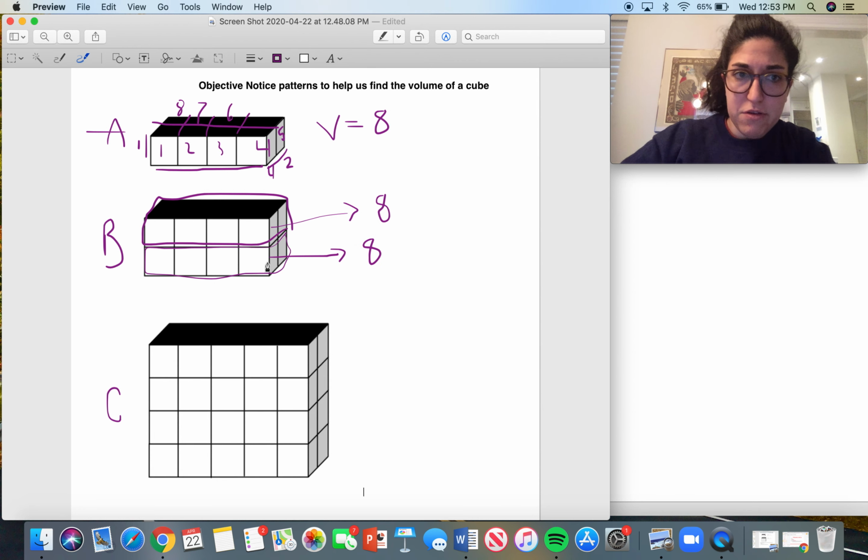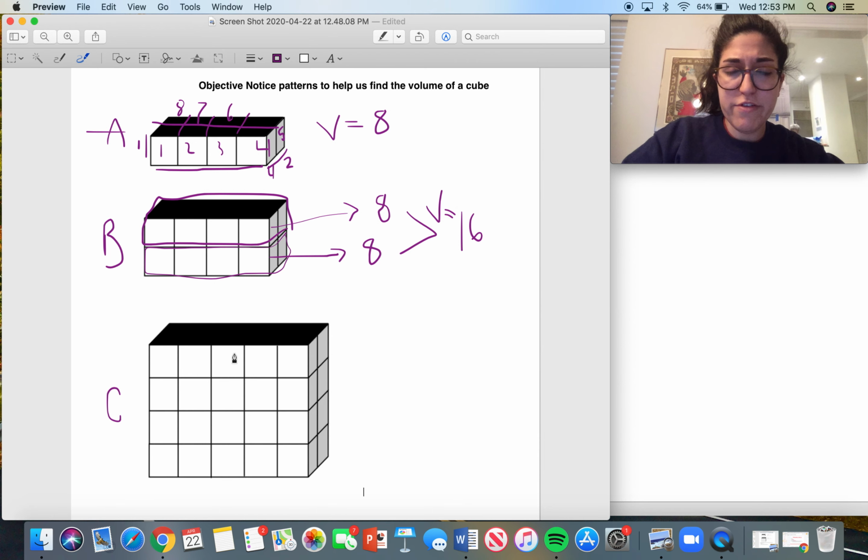Well, it's 8 because I know, based on physics, based on science, that this top layer can't stay up on its own unless it has something below it. So since there's 8 up here, even though I can only see 1, 2, 3, 4, 5 down here, I know that there's one holding up this brick, and this brick. So if there's 8 up here, there's going to be 8 down here. 8 plus 8 is going to be 16. So this one's volume is going to be 16.